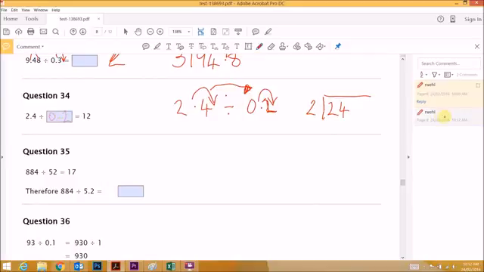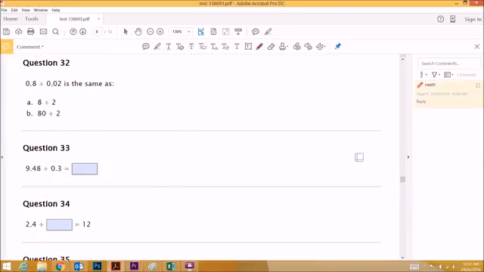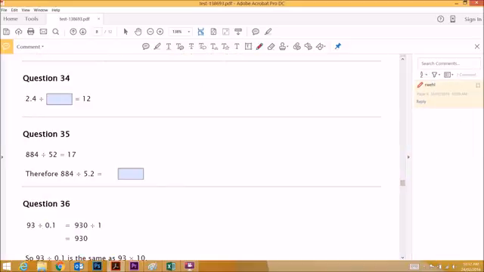Question 35. 884 divided by 52 equals 17. Therefore, 884 divided by 5.2 should equal 170, because our decimal place is moved across by 10. But we can check this. This is easy to check. We just make our dividend a whole number again, and then go from there.